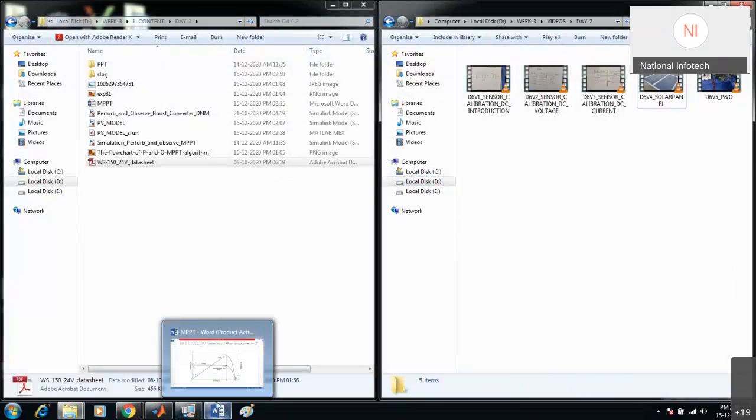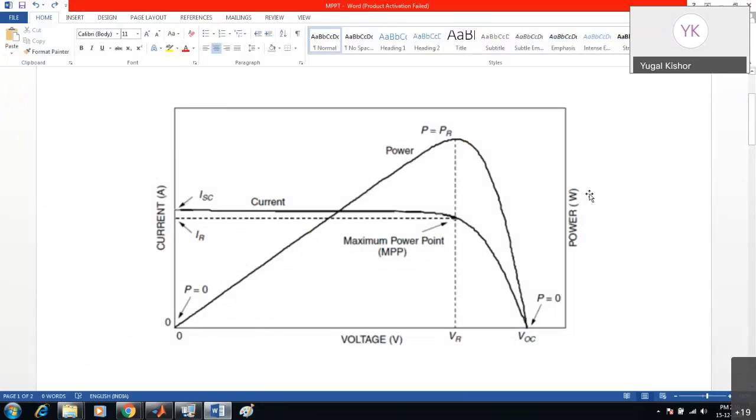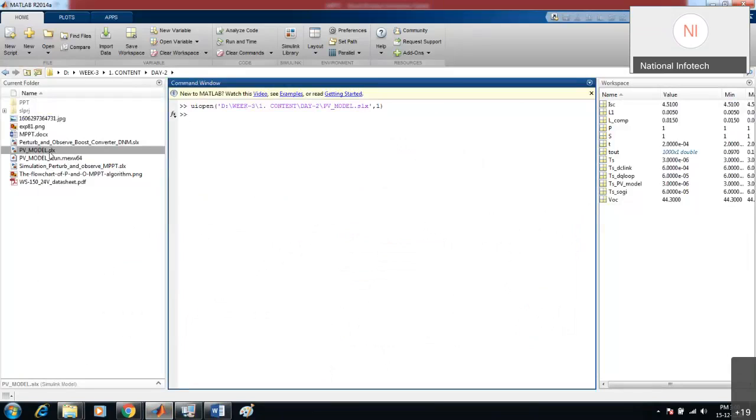Sir, will we get the same result as we have with the PV array block? Can you specify more? We have the PV block in Simulink, so we will get a similar kind of result with this.